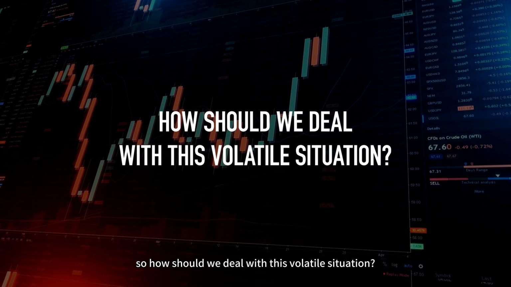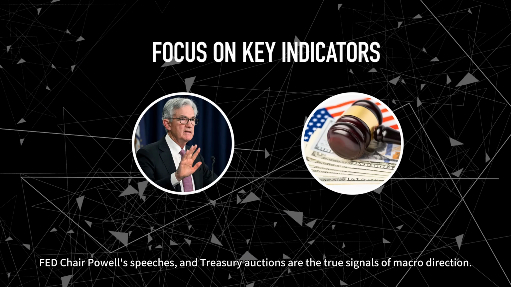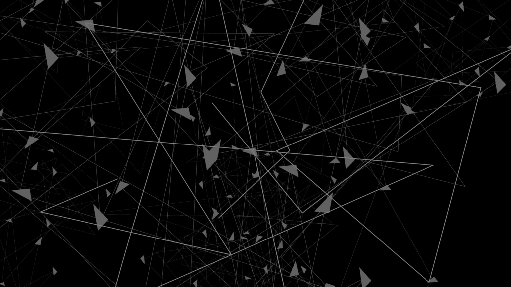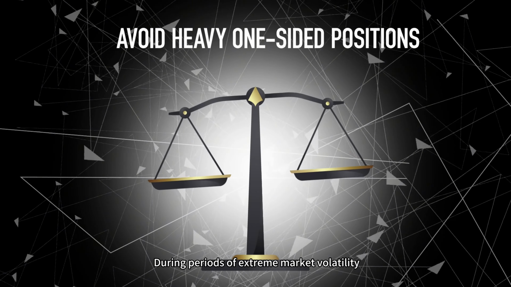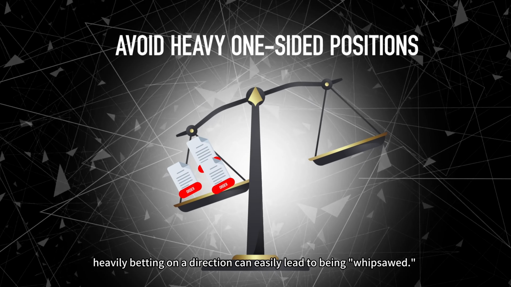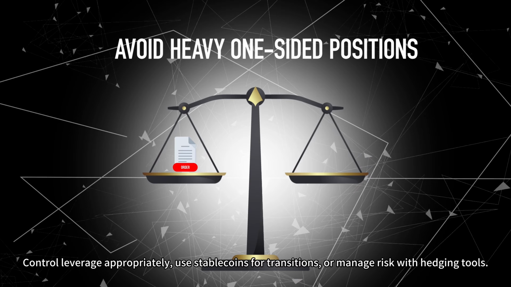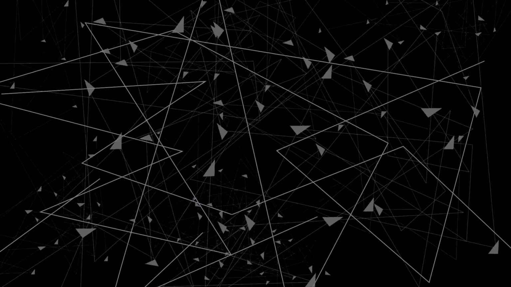So how should we deal with this volatile situation? Focus on key indicators and don't be swayed by social media. Indicators like US Treasury yields, CPI, non-farm payroll data, Fed Chair Powell's speeches, and Treasury auctions are the true signals of macro direction. Avoid heavy one-sided positions. Keep your strategy flexible. During periods of extreme market volatility, heavily betting on a direction can easily lead to being whipsawed. Control leverage appropriately, use stablecoins for transitions, or manage risk with hedging tools.